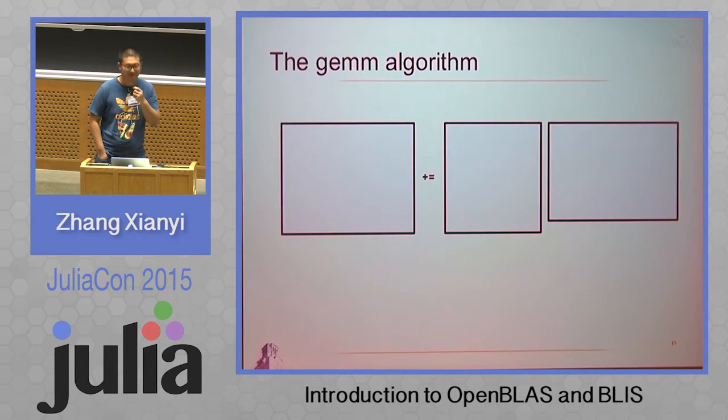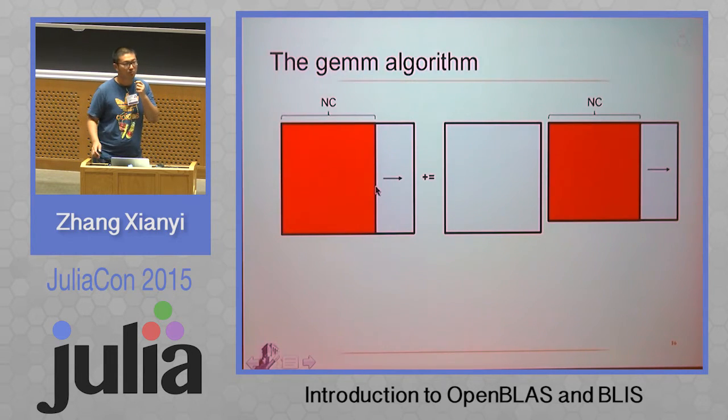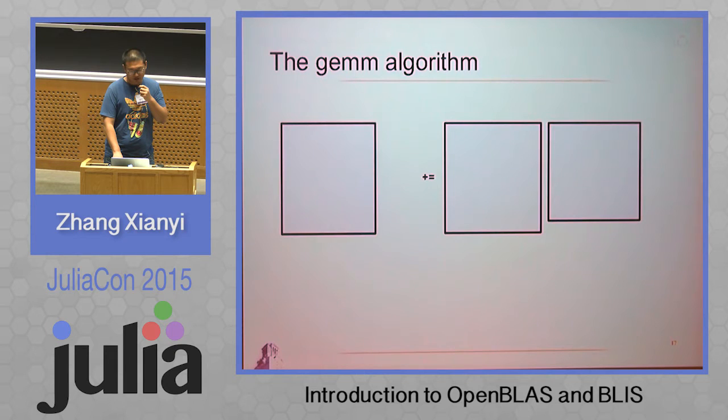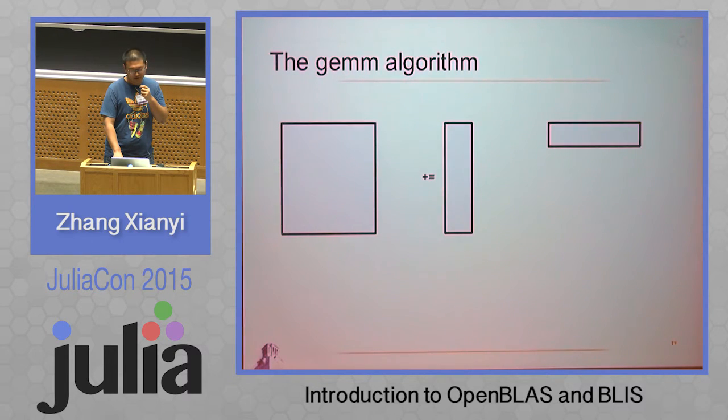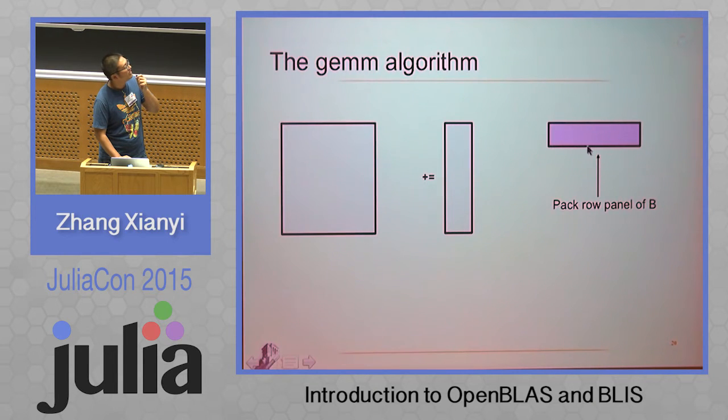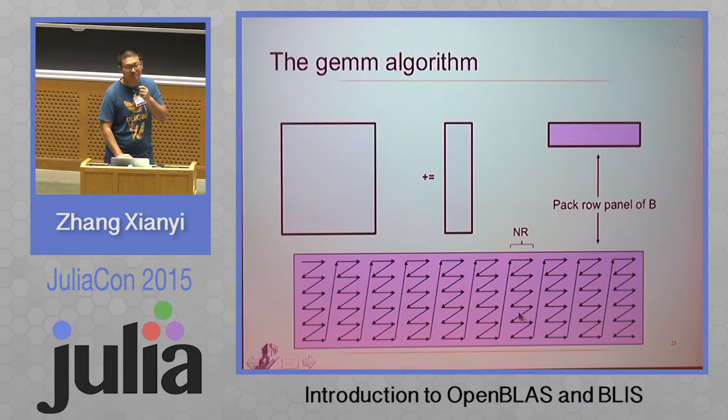After the marketing slides, I want to talk about GEMM, the matrix multiplication algorithm behind GotoBLAS and OpenBLAS. You can see here matrix A, matrix B, and matrix C. At first, we must use blocking in the N dimension. Next is blocking in the K direction. Here, we pack the row panel of B like this. We must pack the data to avoid TLB misses and cache misses.